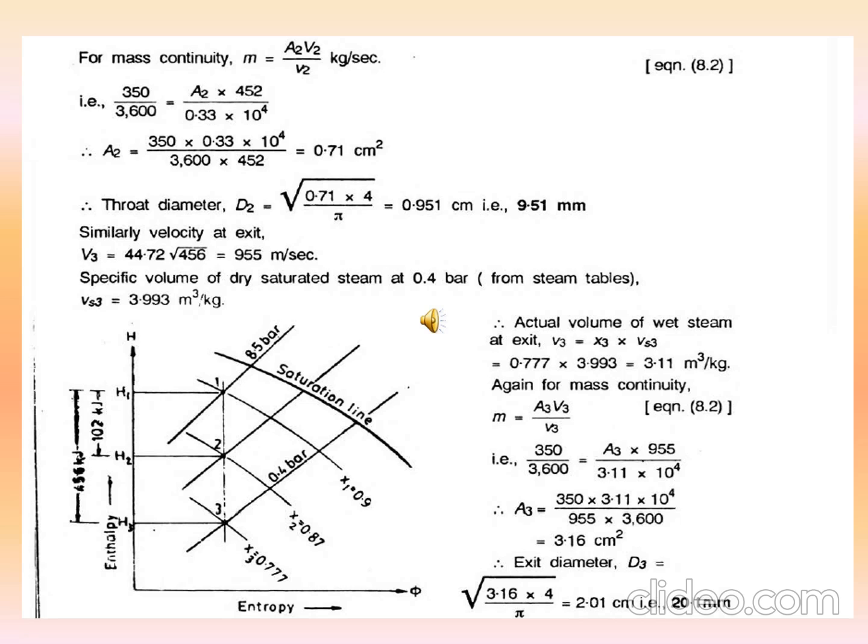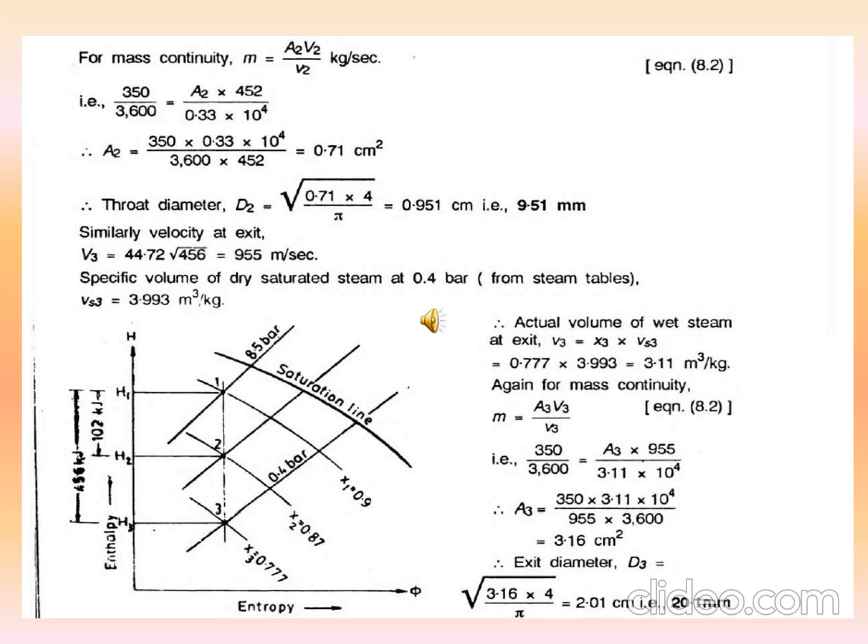After that we get the area equals 0.71 centimeter square. Always remember the unit, because 0.33 you have to multiply by 10 to the power 4. The throat diameter: we know the area formula is pi by 4 d square. So d2 is the square root of 0.71 into 4 divided by pi. It will be 9.51 mm in millimeter.